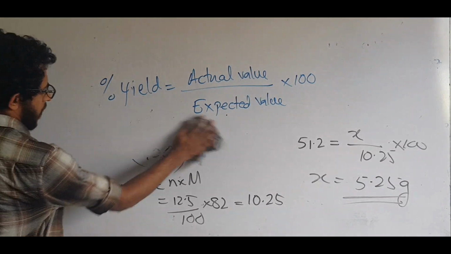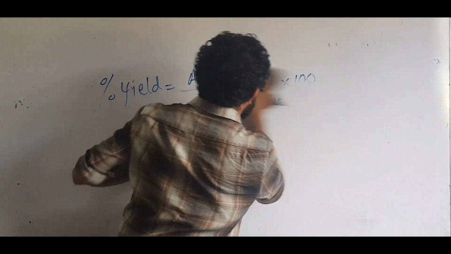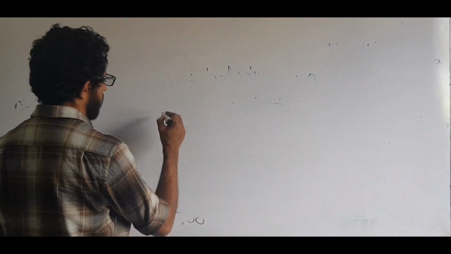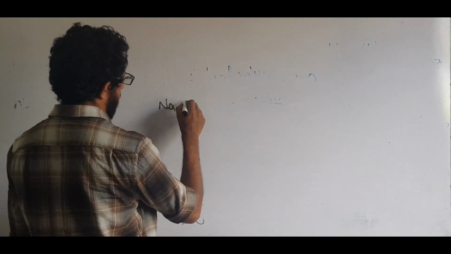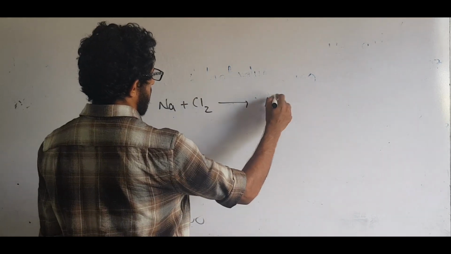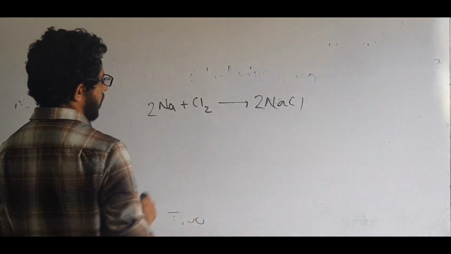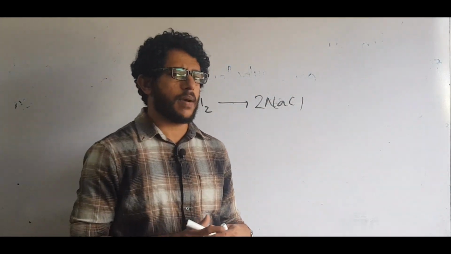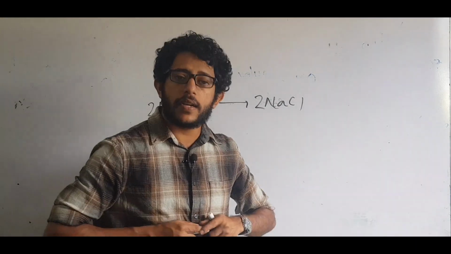So the last part of this calculation chapter is atom economy. Now atom economy, the idea is this. Scientists thought that sometimes we use reactants to give products, but not all the reactants give the desired product. For example, sodium reacts with chlorine to produce NaCl. Here all the reactants are used to give the NaCl, so all the atoms are being used up to give the desired product.